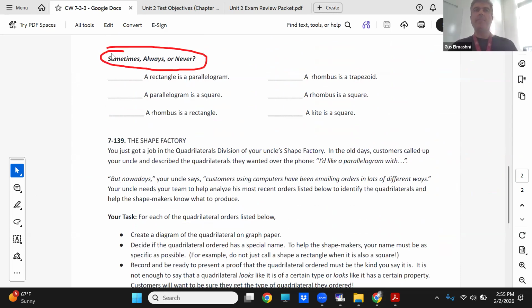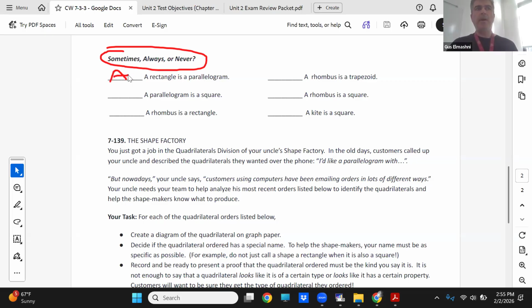So before CPM, we used to use this one textbook. I can't remember the author of the textbook. It was thick. It's probably somewhere in the back. And the homework used to have these sometimes, always, never type of situations. So is this always true? Is it never true? Or could it potentially work? So a rectangle is a parallelogram. Well, that's always true. All rectangles are parallelograms.